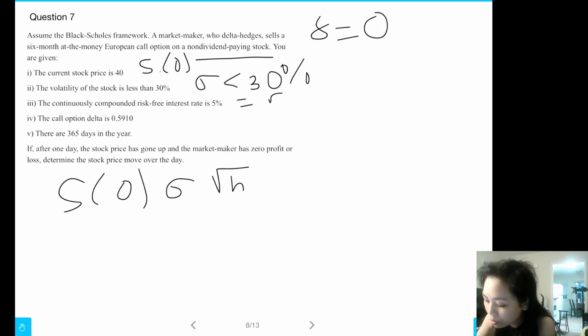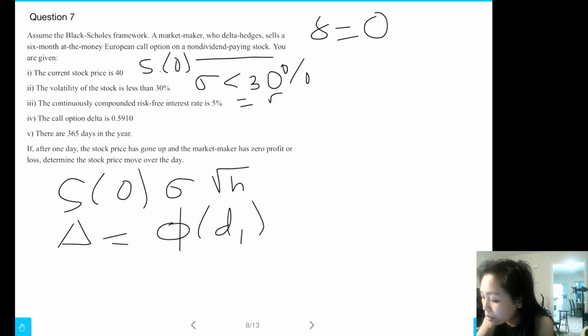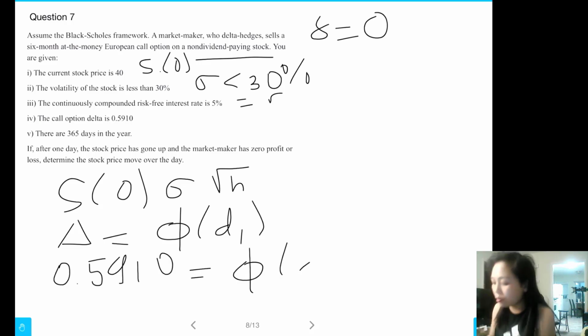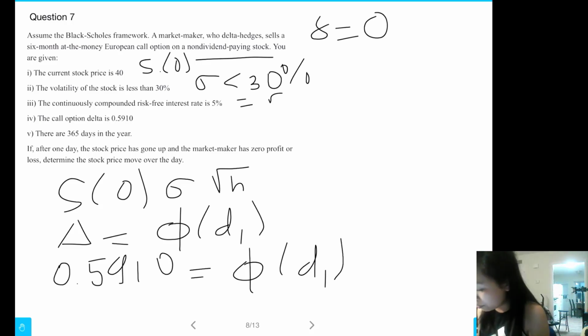So what is delta? Delta is phi of d1 times e to the minus delta t, but delta is equal to 0, so it's just phi of d1. And we use d1 to find sigma. So we have 0.5910 is phi of d1. From here, using the table, we will be able to find d1.